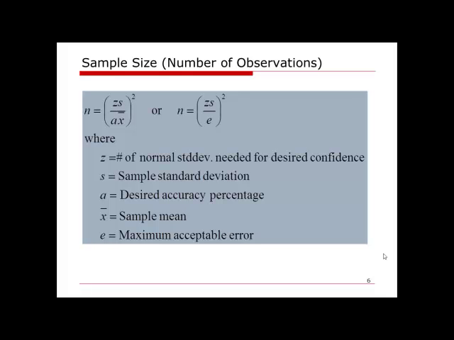There is another part of work measurement: we need to determine how many observations we need to have so that the result will be accurate enough. Basically, we know that the more samples we have, the more accurate the result will be. Now, there are two equations we use to find the sample size, or number of observations.